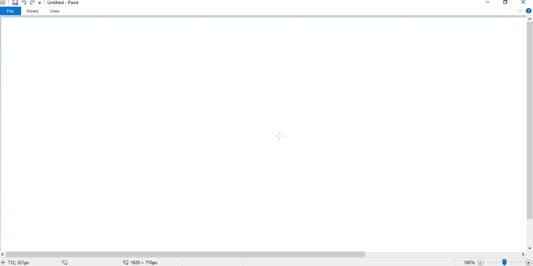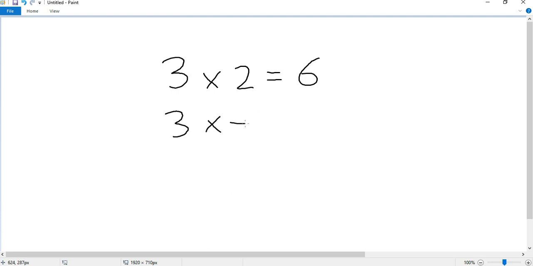So let's say we had 3 multiplied by 2. These numbers are both positive, so you multiply them to get 6. But what happens when I make one of them negative? So we have a positive number, positive 3 multiplied by negative 2. Because we have one negative number, the answer will be a negative. So all we need to do is multiply the two numbers. 3 multiplied by 2 is 6.